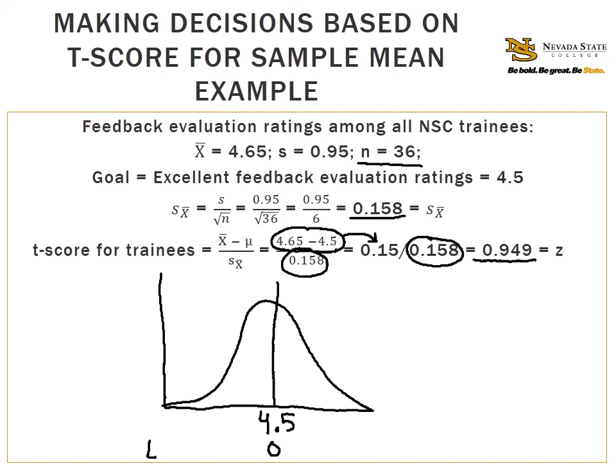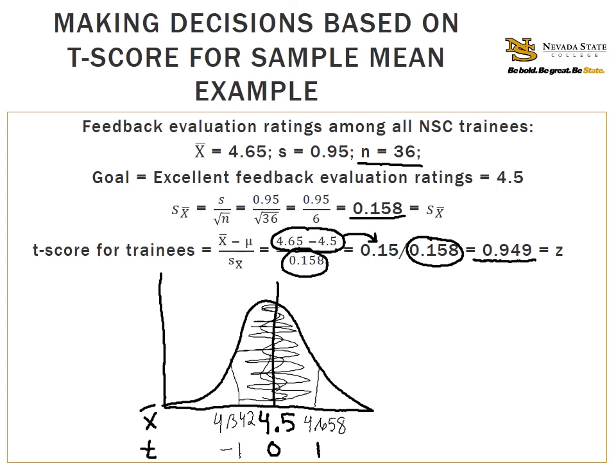Again, this is going to be a t of 0, x bar here. So for a t-score of 1, we take 4.5 plus the standard error of 0.158, and we get 4.658. And for the low end here of the expected means due to chance, we take 4.5 minus 1 standard error. So 4.5 minus 0.158, we get 4.342. Okay, so that's where, due to chance, most means would fall if we were meeting our goal of 4.5.